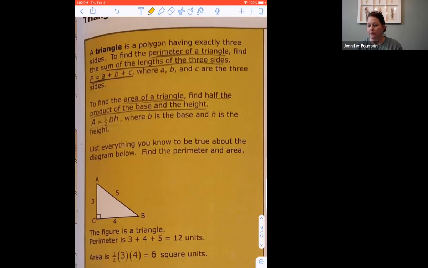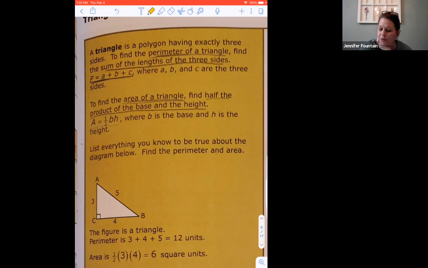All right, so we are starting with lesson 84 on our notes. Okay, so we're starting with triangles. And it says a triangle is a polygon having exactly 3 sides. So a triangle is a 3-sided polygon. Or you can just write a triangle is a polygon that has exactly 3 sides. Whatever you want to say, you just need to put polygon with 3 sides.